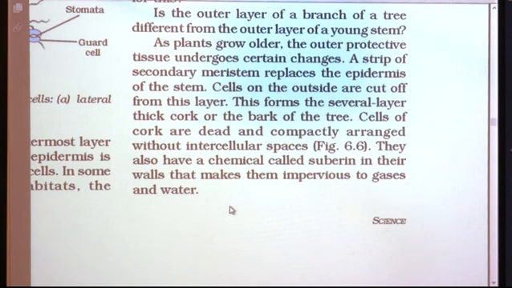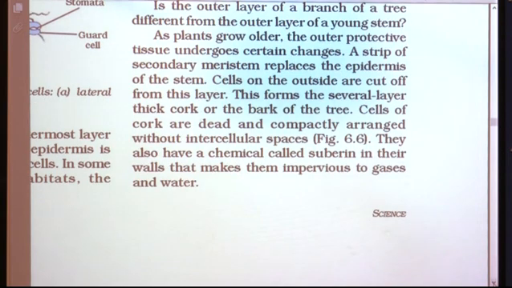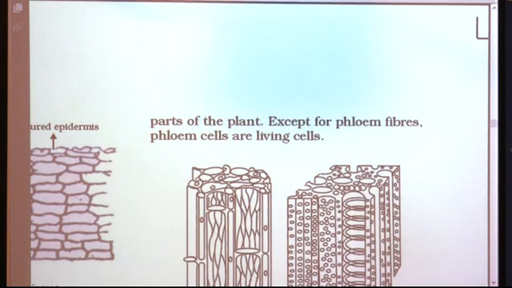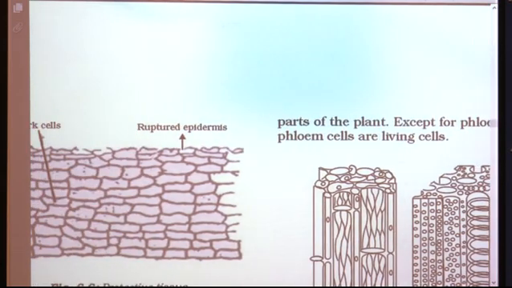Because there is no intercellular space, the cells are dead and compactly arranged, and they have a chemical called suberin. That is why the bark of the tree gives mechanical strength to the trees. So, that is also very important for the trees.